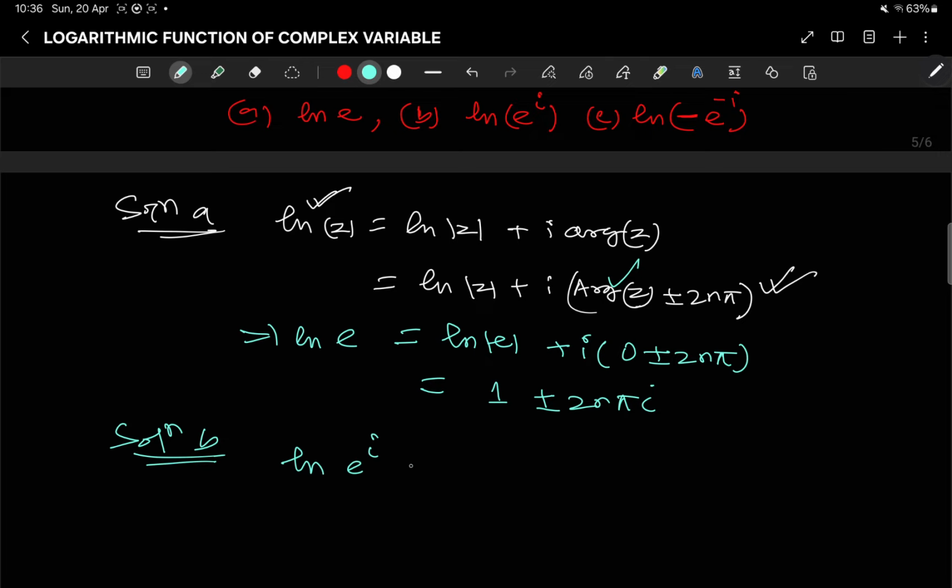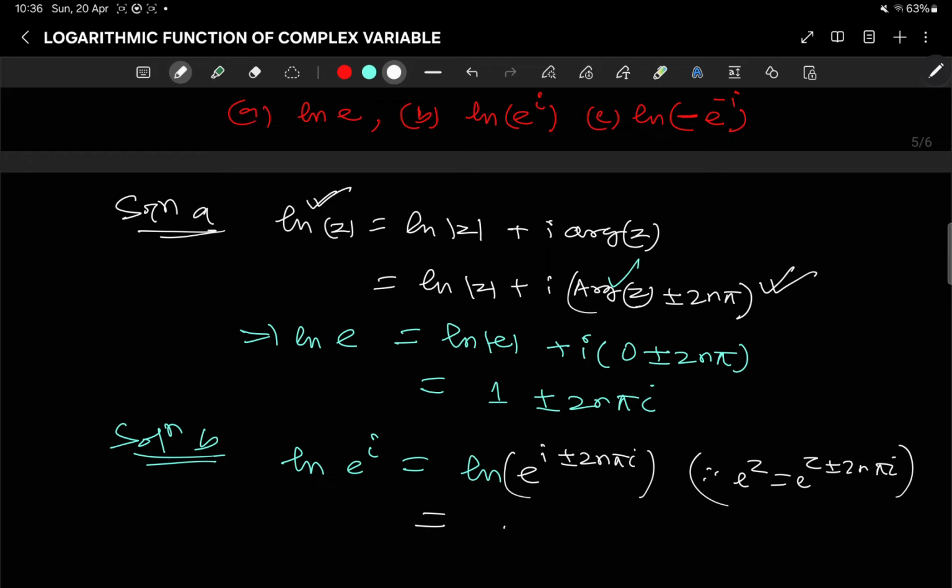ln e to the power i. So you can write it, the general value we need. So this is ln e to the power i plus or minus 2nπi, because e to the power z is e to the power z plus or minus 2nπi. So what is the value? So this is 1 plus or minus 2nπi.